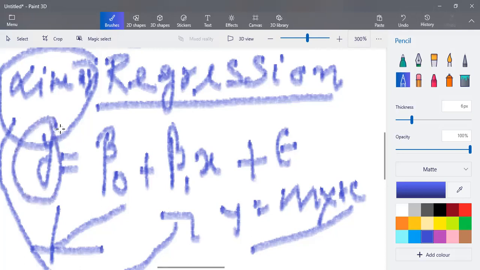Now y is basically a target variable. That means the target variable, the y, is the actual value. Y is the actual value, so it is a target variable. That means when y is given, certain value x equal to 0, right?